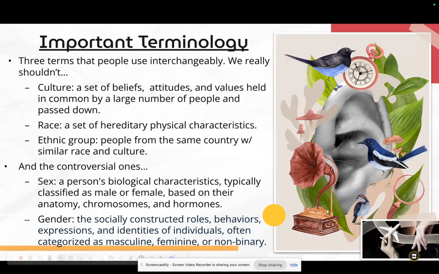Okay, so two different terms, sex and gender. And again, I don't want to argue about this. This isn't what I'm here for. God, I'm glad I'm doing this on video where no one's gonna whatever.